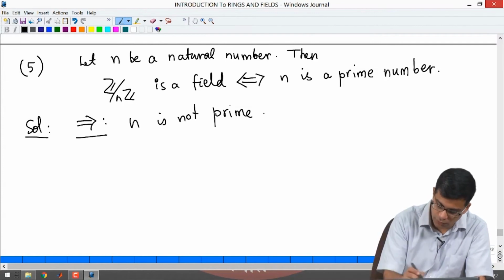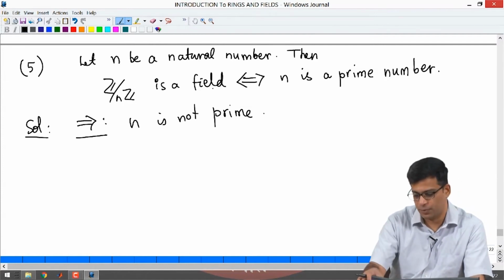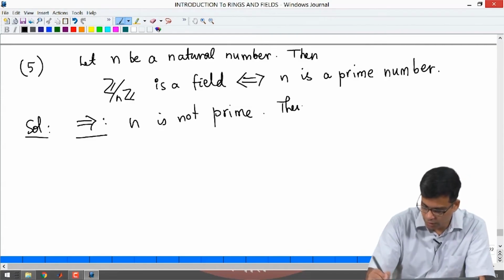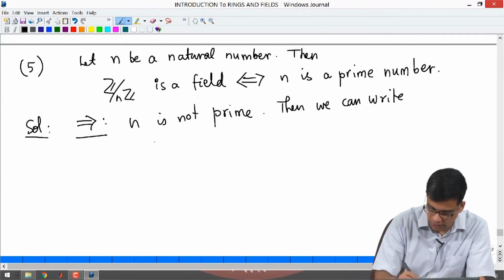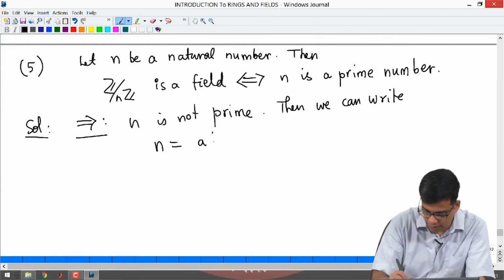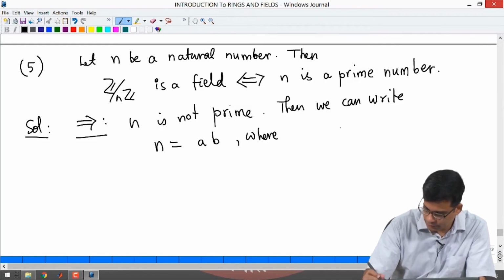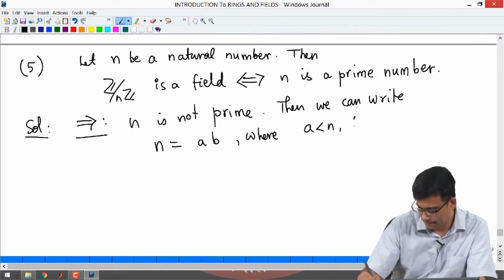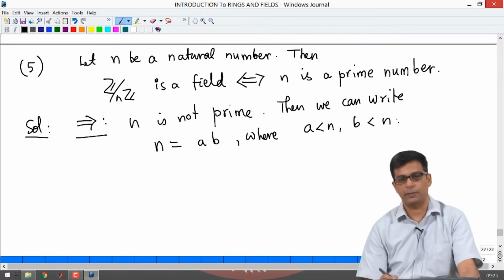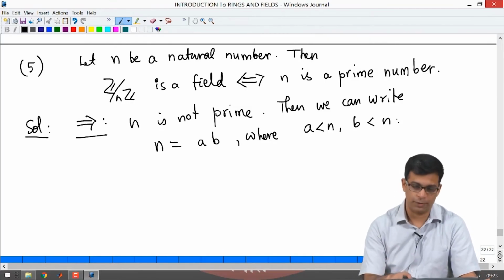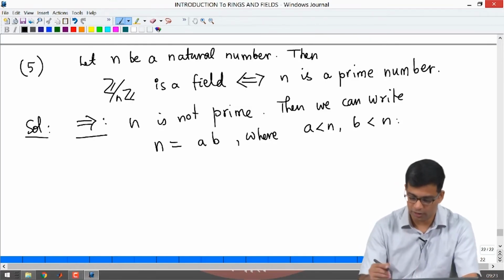So, I am going to assume that Z mod nZ is a field and prove that n is a prime number. Suppose n is not a prime number, then the definition of not being prime means we can write n equal to a b, where a and b are strictly less than n. 4 is not a prime number because 4 can be written as 2 times 2. 6 is not a prime number because 6 can be written as 2 times 3.